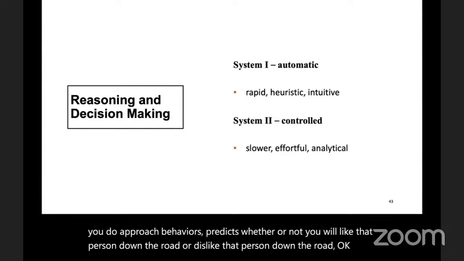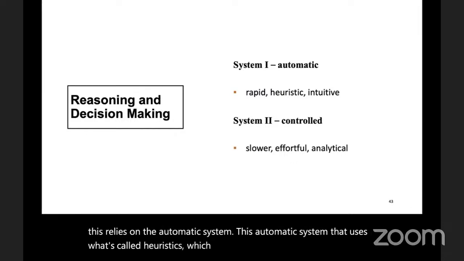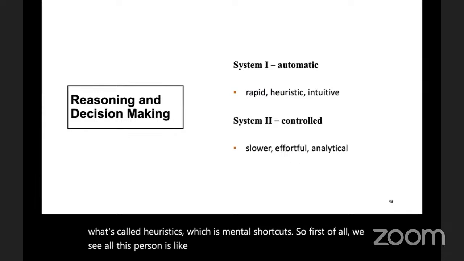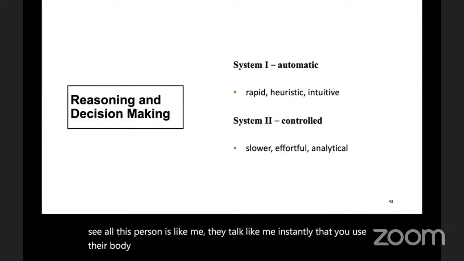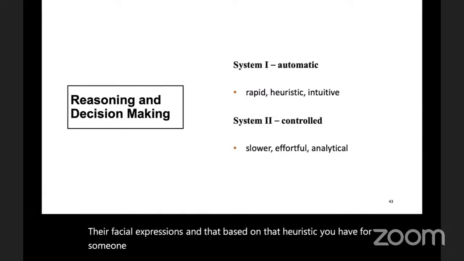And this relies on the automatic system. This automatic system uses what's called heuristics, which are mental shortcuts. So first of all, we see, oh, this person is like me, they talk like me, and instantly you use their body language, you use all their facial expressions, and based on that heuristic you have for someone, bam, it predicts whether you'll like them down the road or not.